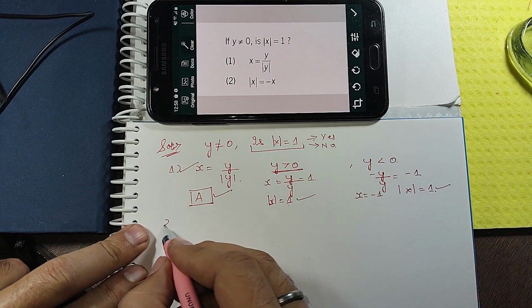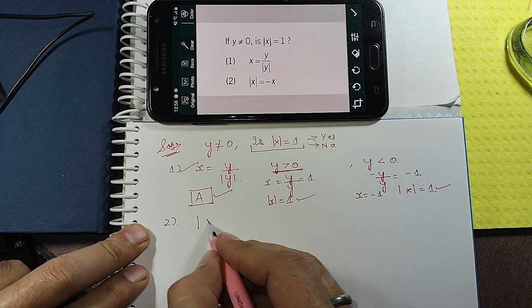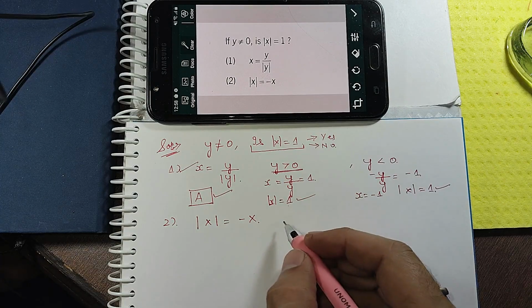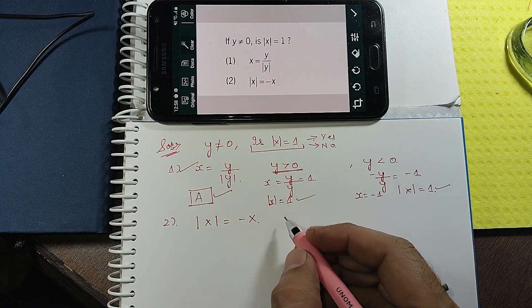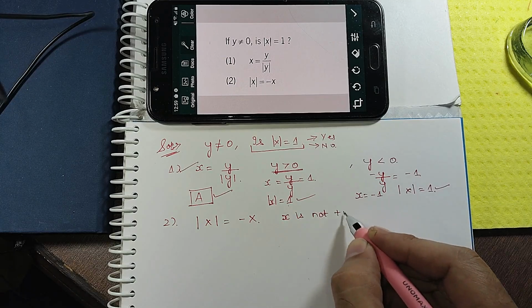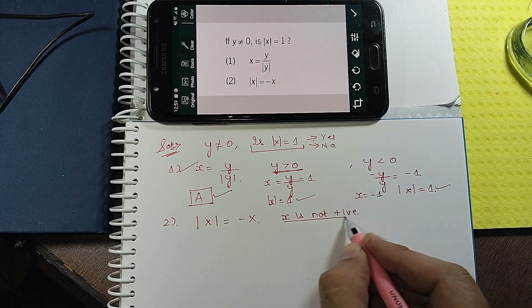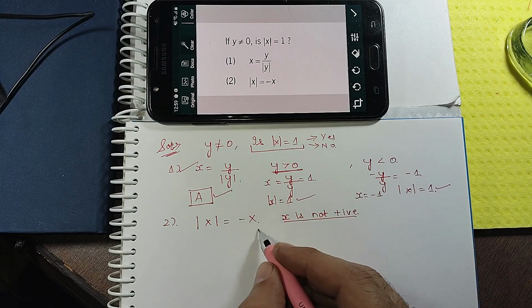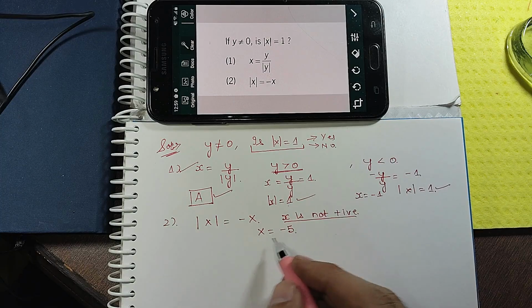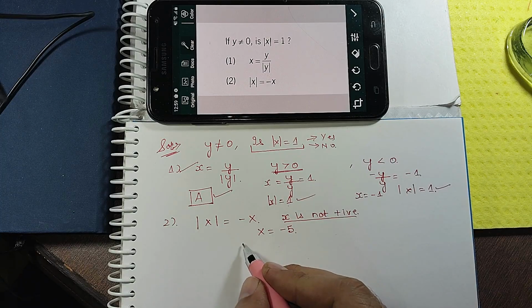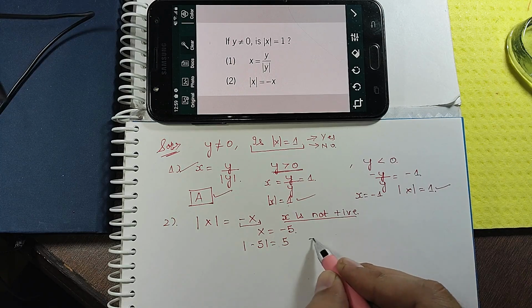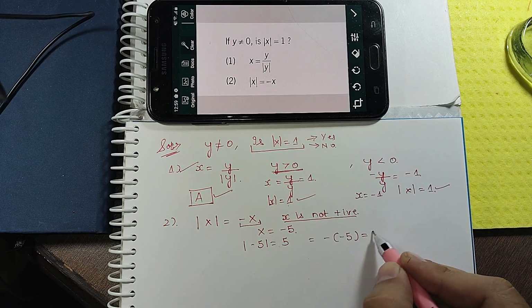Now moving to statement 2. Statement 2 tells us that mod of x is equal to minus of x, right? So all we can know from here is that x is not positive, because mod of x is equal to minus of x. Now we can solve this by getting two conditions. For example, if x is equal to minus 5, then mod of x will be equal to mod of minus 5, which is 5, and here it will be minus of minus 5, so it will be equal to 5, right?